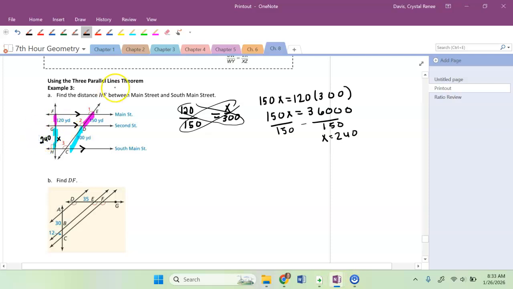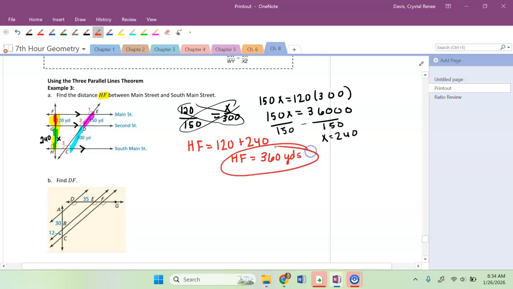240 yards. Okay, well notice it says find the distance HF, which is this whole distance here. So I would have to add these two pieces. So HF is equal to 120 plus 240. So HF then is, on top of this 240, is 360. Don't forget the units.